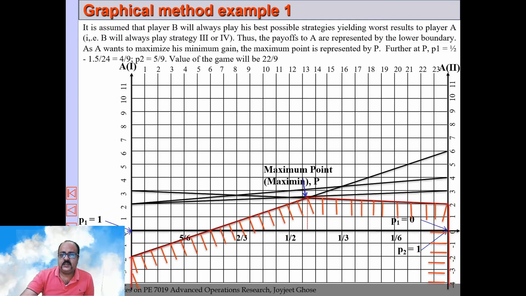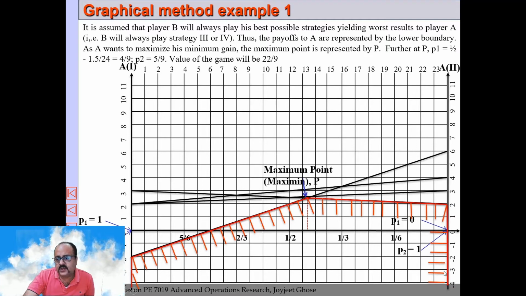Okay, so this area represents the minimum losses. So this represents the minimum profit of A, and out of this minimum, A wants to maximize it. So this is the maximum point.